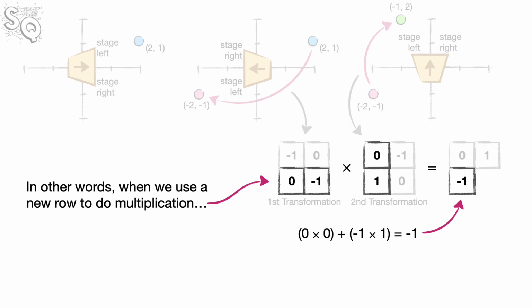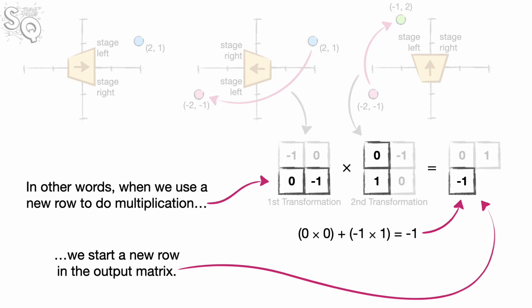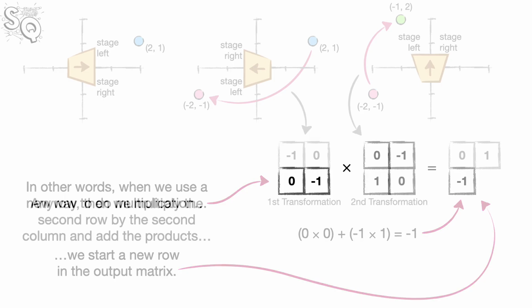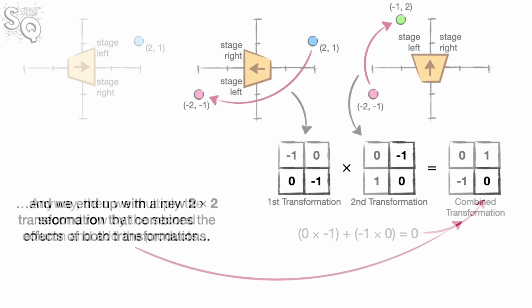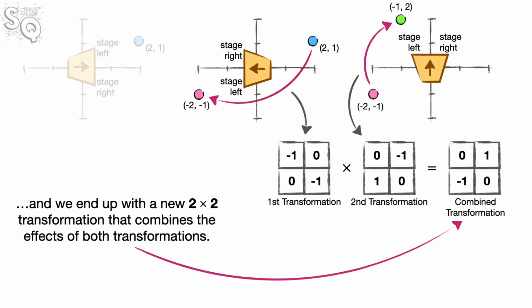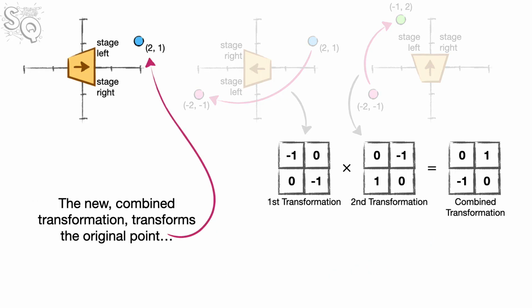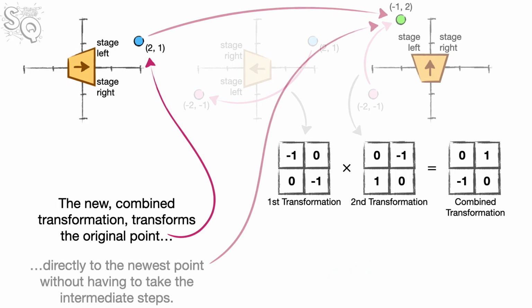In other words, when we use a new row to do multiplication, we start a new row in the output matrix. Anyway, then we multiply the second row by the second column and add the products. And we end up with a new 2x2 transformation that combines the effects of both transformations. The new combined transformation transforms the original point directly to the newest point without having to take the intermediate steps.